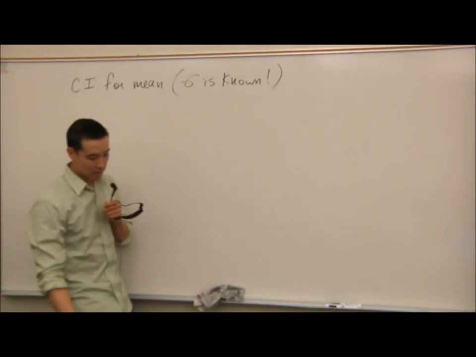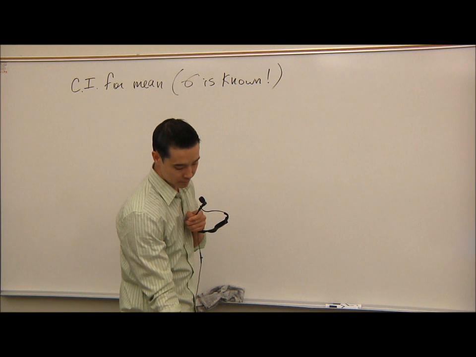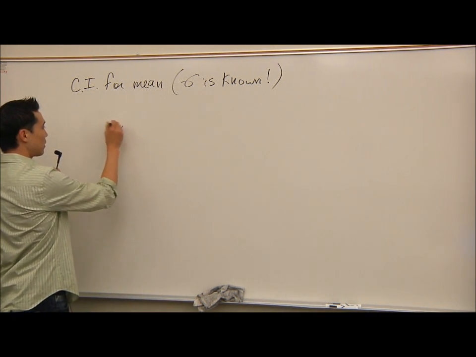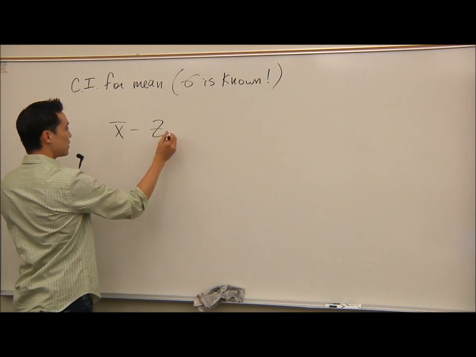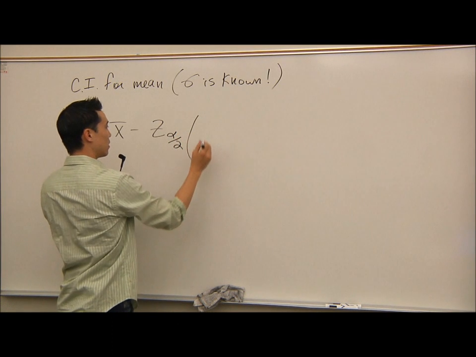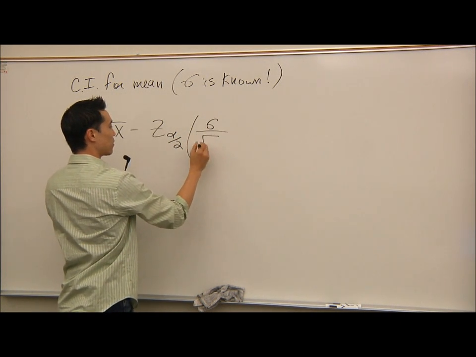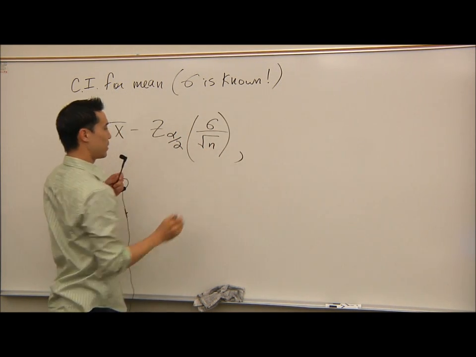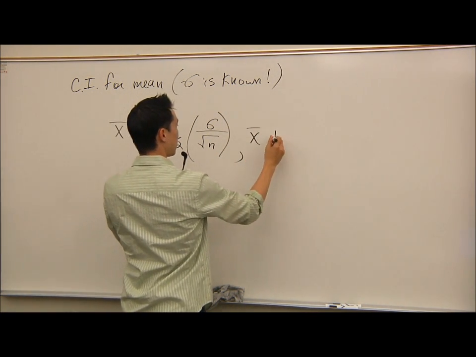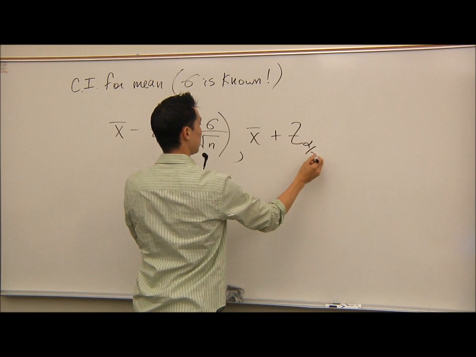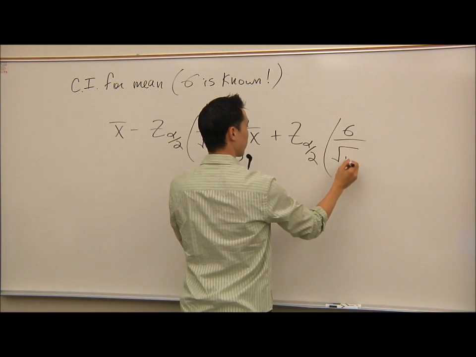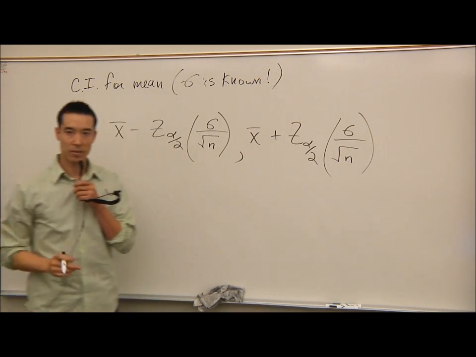Okay, so this is what it looks like. It's x bar minus z sub alpha over 2 times sigma divided by square root of n, comma, then x bar plus z sub alpha over 2 times sigma divided by square root of n. Okay, that's my formula.